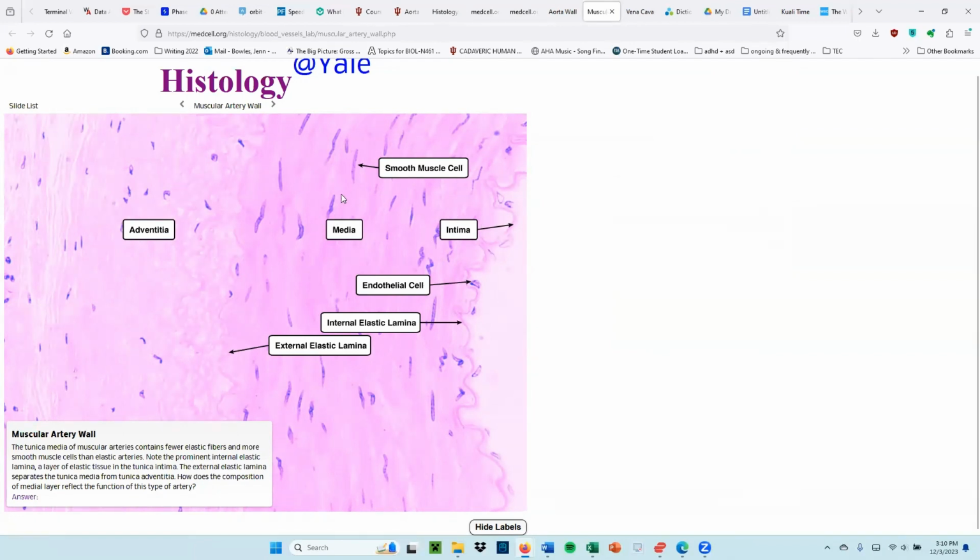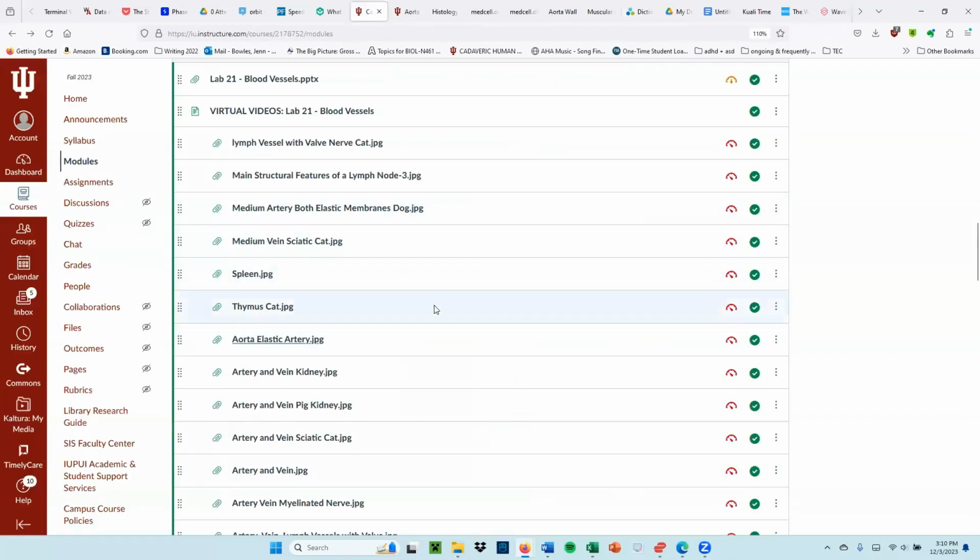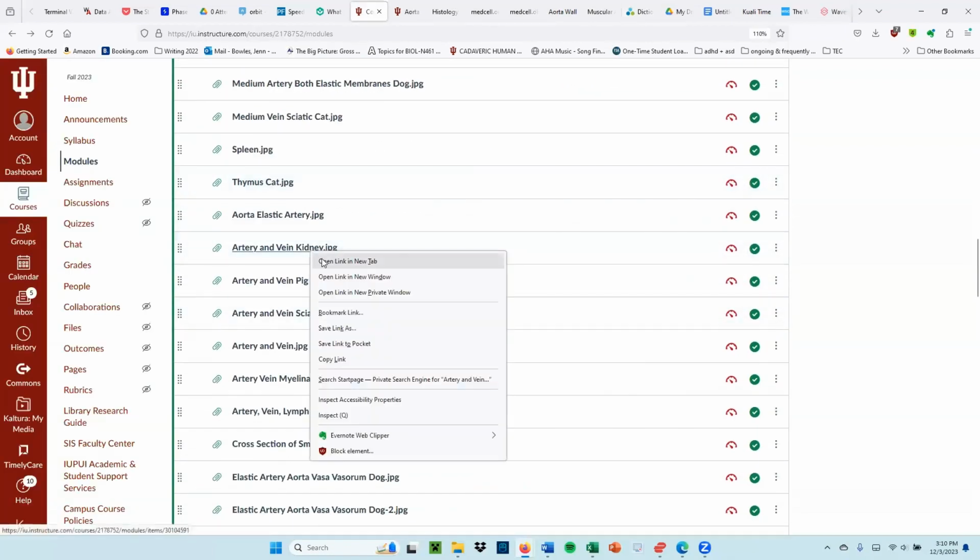So we've kind of mentioned two layers. You can't forget about your tunica adventitia. That is going to be more of that connective tissue layer towards the external part of the vessel, so more superficial. And if we compare that to a vein, it's probably not the best example, so let's find one here.